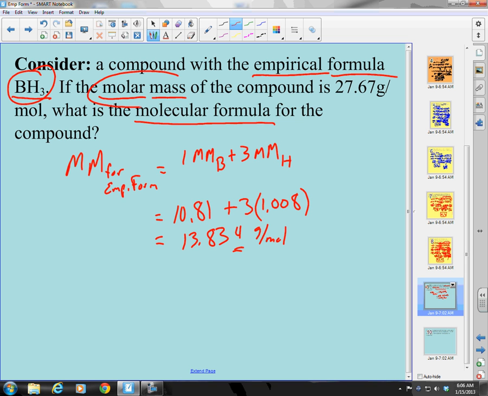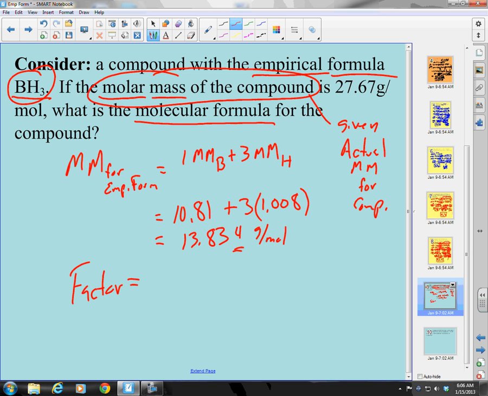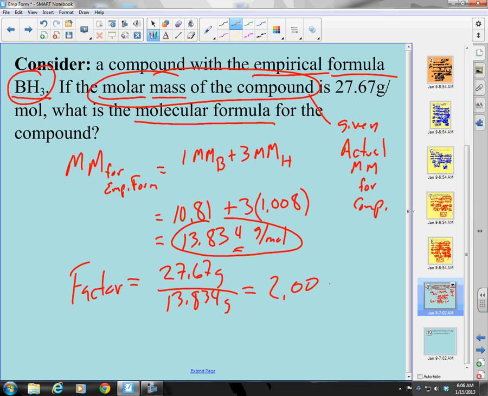Good. The molar mass of the compound, what is that? That is a given. That's the actual molar mass for the compound. So what am I going to do? I'm going to calculate my factor. How do I get my factor? I'm going to take my actual molar mass, 27.67 grams, and divide it by my empirical formula molar mass, 13.834 grams. And what do I get? How about 2.00? So this is going to be 2.